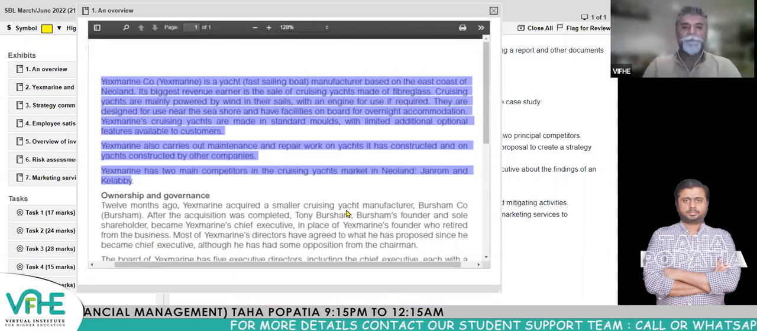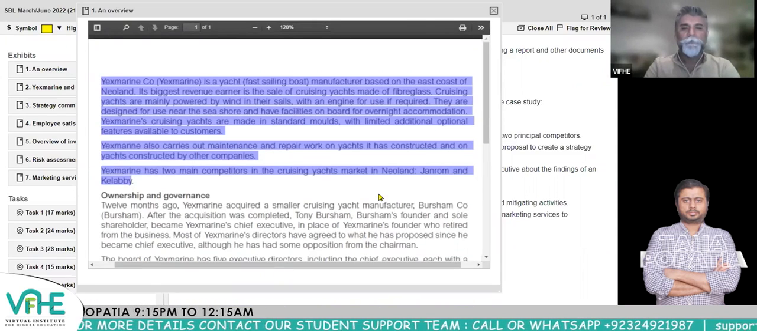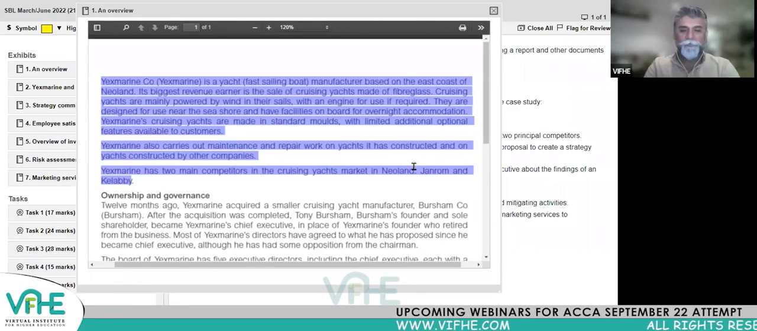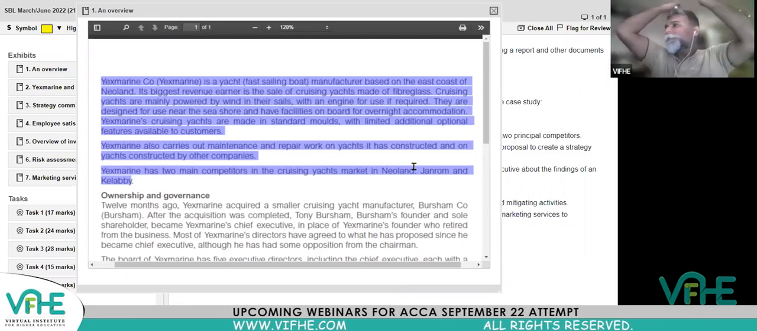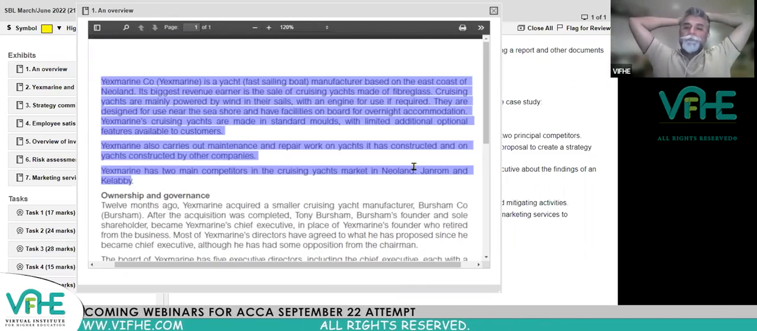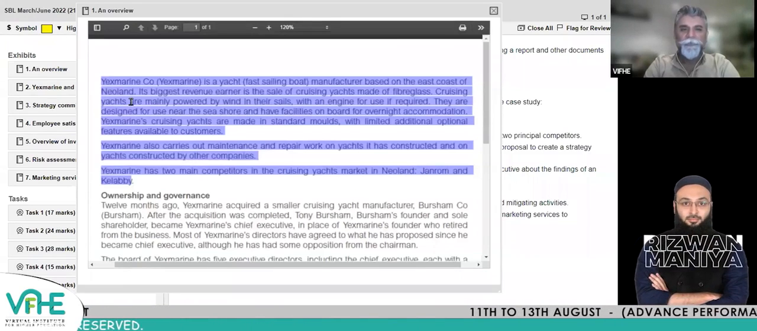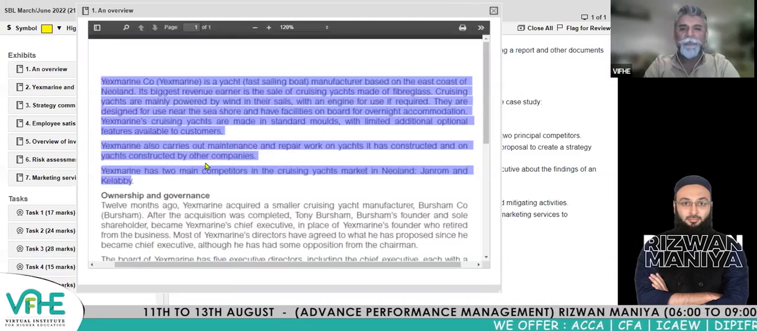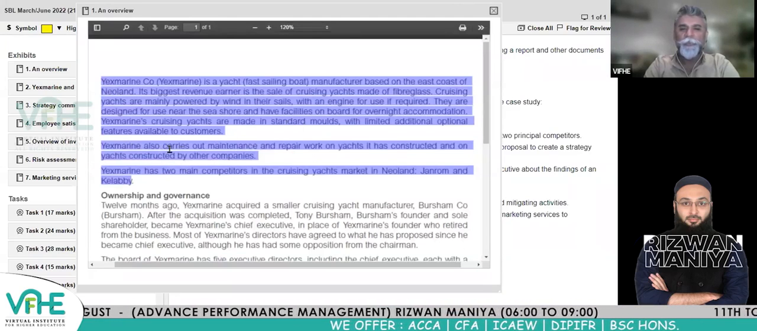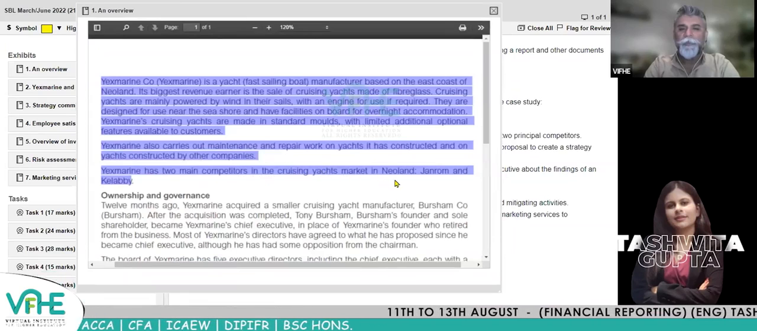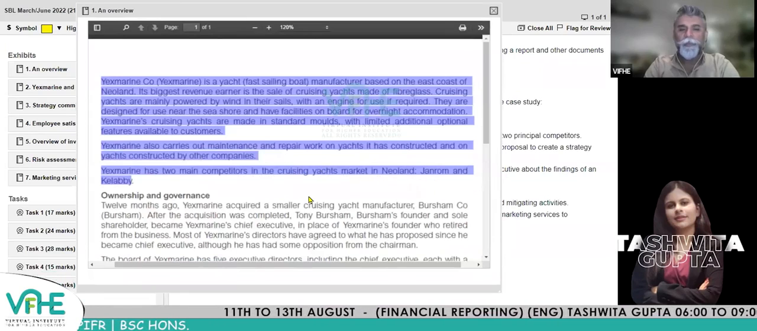Once you are done, please type done. Please read first. We will discuss all this after you've read. Read the first 3 paragraphs. So it's a yacht manufacturing company. It is based in Newland, and it sells yachts, plus it also carries out maintenance and repair works on the yachts, and it has 2 main competitors in Newland, called Genrom and Kellery.